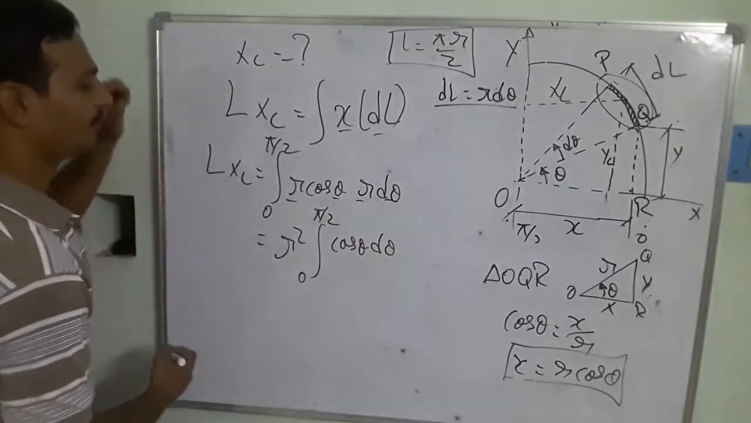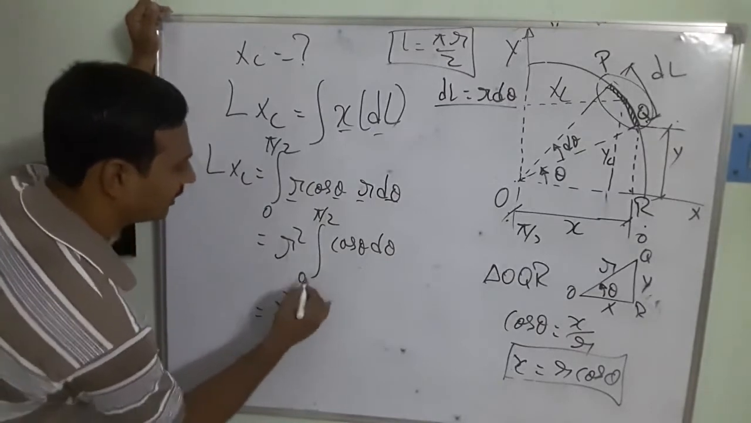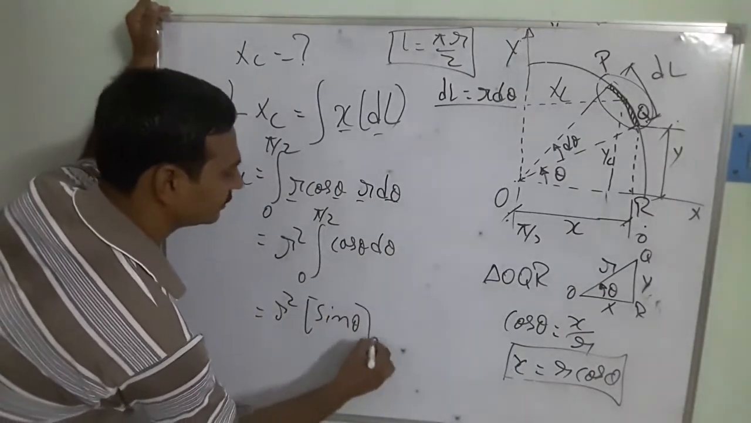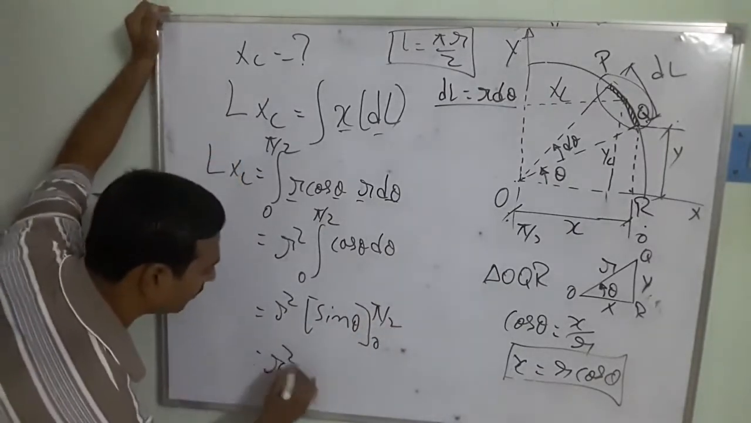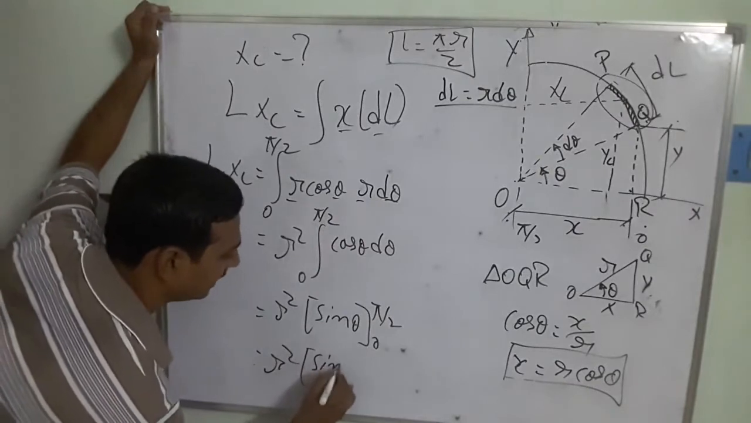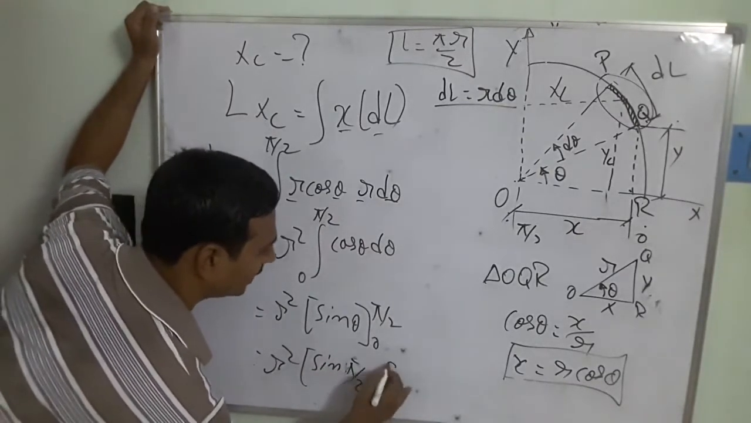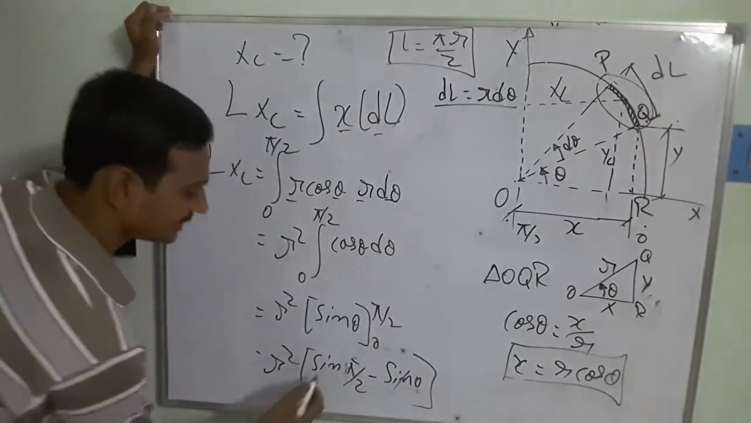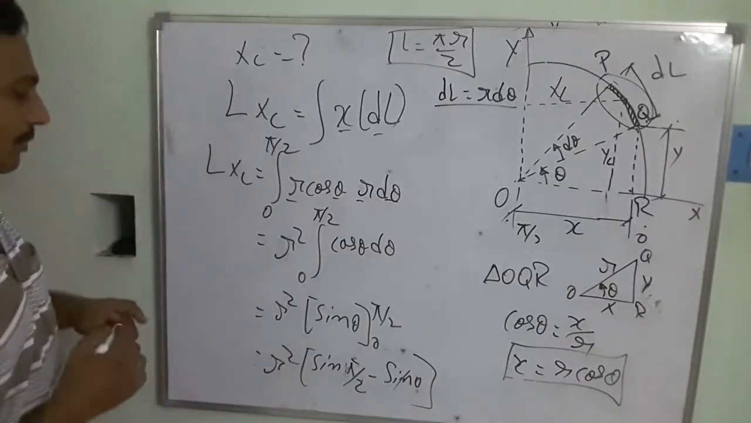So substituting in this equation, I get r square times sin theta from 0 to pi by 2. That's r square times sin pi by 2 minus sin 0. Sin 0 is 0, and sin pi by 2 is equal to 1. So I get the result from this part.